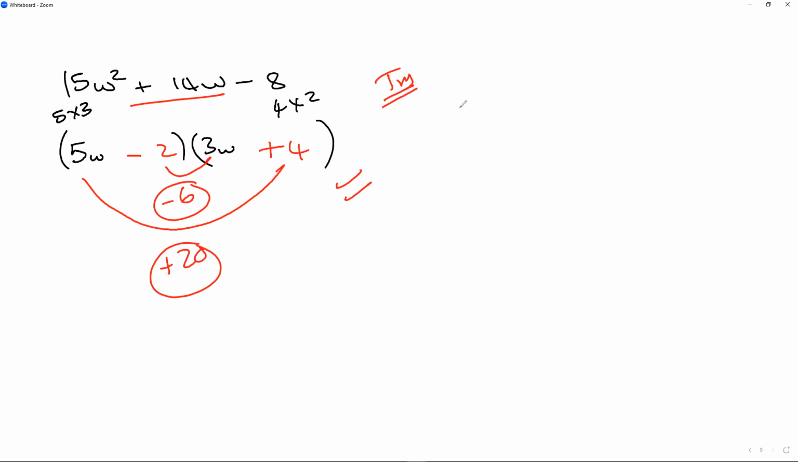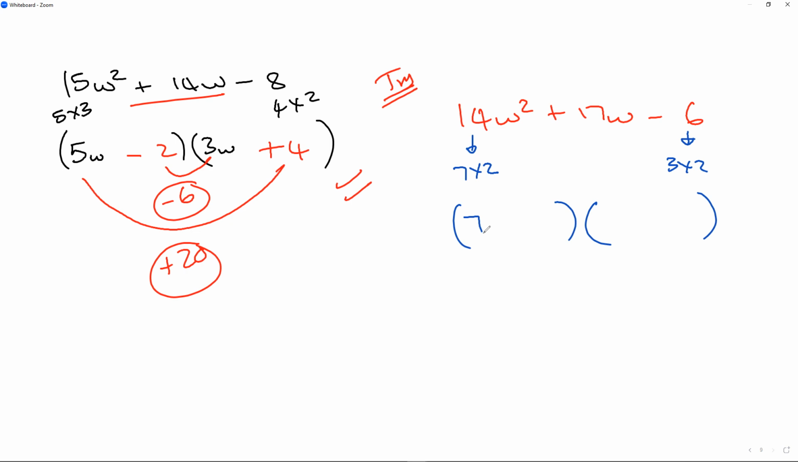Suppose I've got 14w squared plus 17w minus 6. So the first thing we got here is 14, and I can say this is 7 times 2, and this is 3 times 2, and if I put this in a bracket as a start, possible start, now we put 3 here and 2 here, that comes to 14, and that comes to 6, so that's wrong.